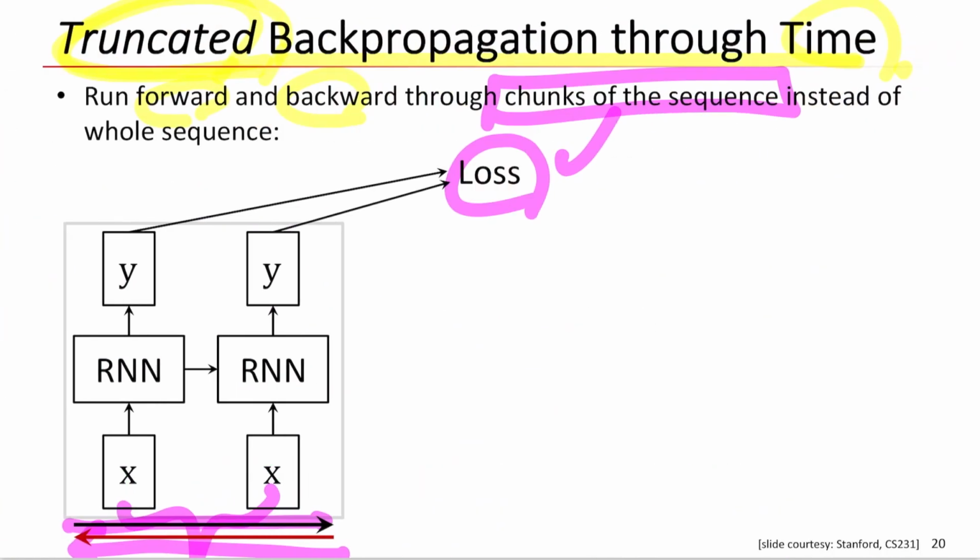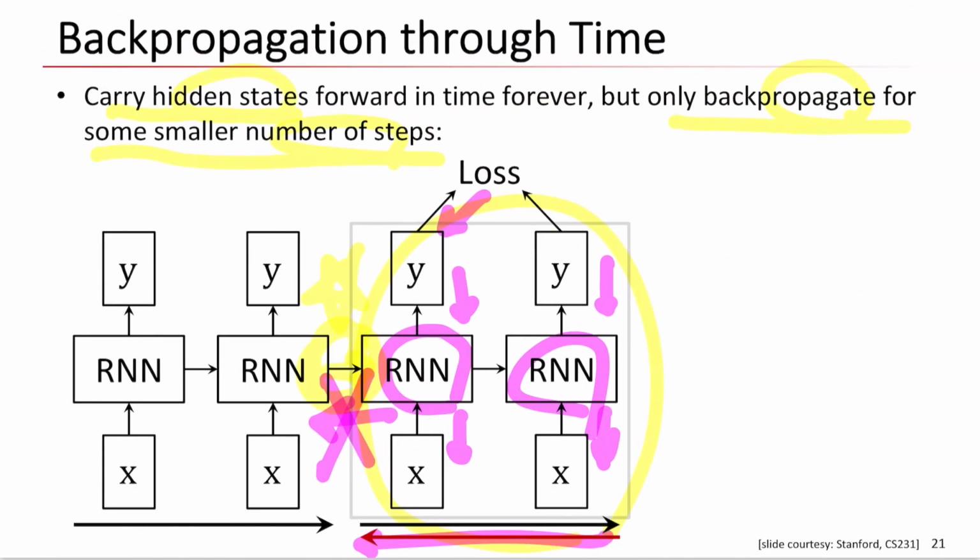So we use truncated backpropagation through time. First of all, run forward and backward through a chunk of the sequence, not the whole sequence, and then carry the hidden state forward in time forever, but only backpropagate for a smaller number of steps, something like this.